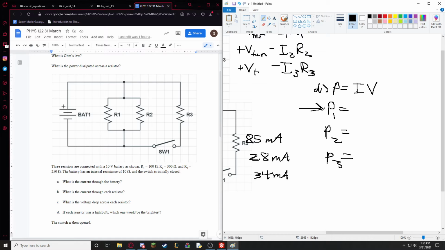So P1 is the brightest, and we could actually go ahead and solve for the powers. It's going to be about 0.72, I think, watts. And then for P2, it's going to be about 0.24. And then for P3, it's going to be about 0.29.